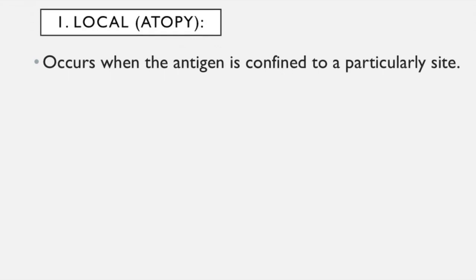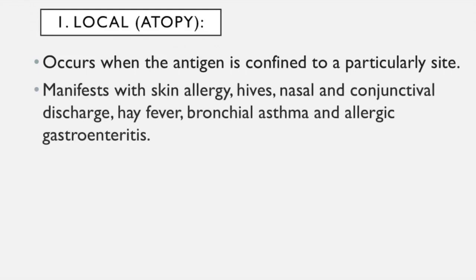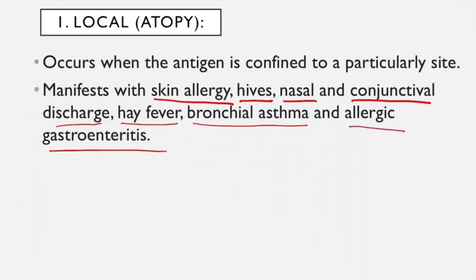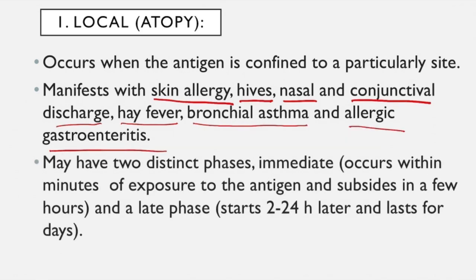Now, the local or atopy type occurs when the antigen is confined to a particular site. It manifests with skin allergy, hives, nasal and conjunctival discharge, hay fever, bronchial asthma and allergic gastroenteritis. It may have two distinct phases, immediate or late. Immediate occurs within minutes of exposure to the antigen and subsides in a few hours, and late starts 2 to 24 hours later and lasts for days.